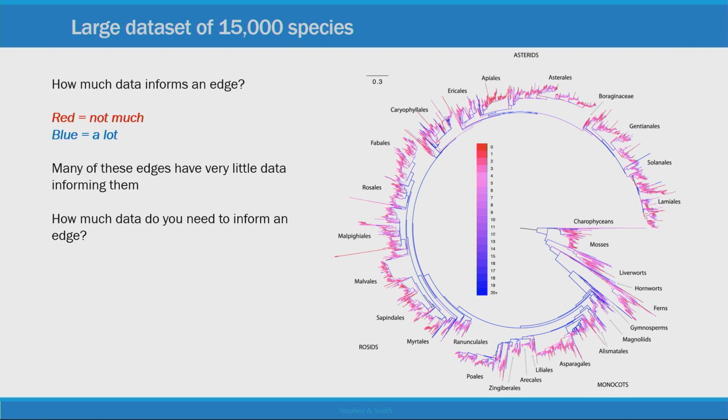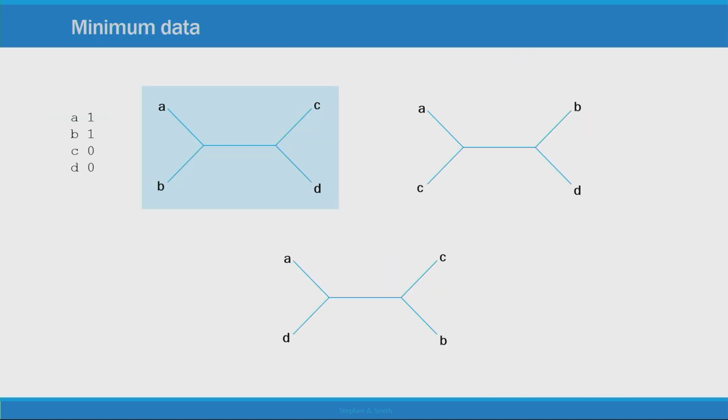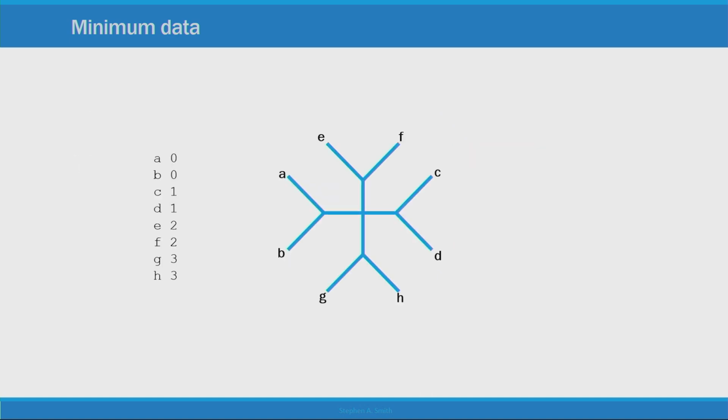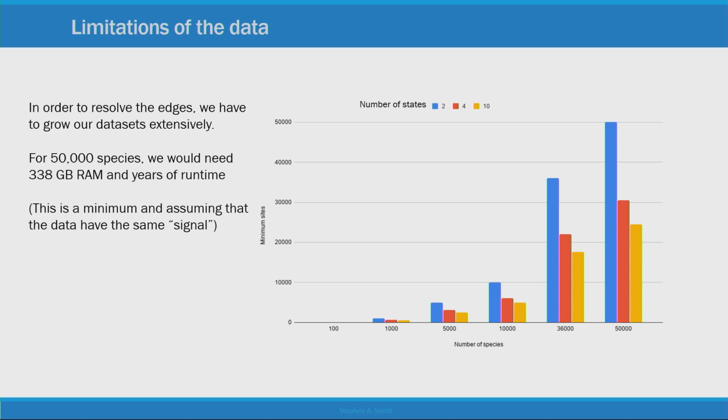Now we can ask how much data do you actually need to resolve the edge? To give you an idea of what I mean by that, we can take a two-state 0, 1 kind of situation, and we can say that you can have one datum, one set of data where A and B had 1 and C and D had 0, and we can distinguish between these three trees. Does that make sense? If we had 4-state data, as we might for DNA, we can actually identify 4 different relationships. So we take the same logic and we apply it to these large phylogenies.